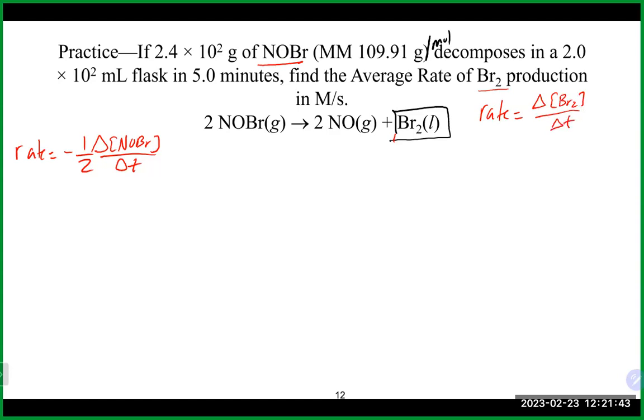So we do have information about NOBr that's decomposing. We really have grams, and we have volume, and we have the molar mass, which was nice of them to give. Otherwise, you would go to the periodic table and look it up or calculate it. So we do want to convert really into molarity here for the NOBr. So we're going to take our grams, which is 2.4 times 10 to the 2 grams of NOBr. We then will use the molar mass from the periodic table, which is 109.91 grams per mole of NOBr.